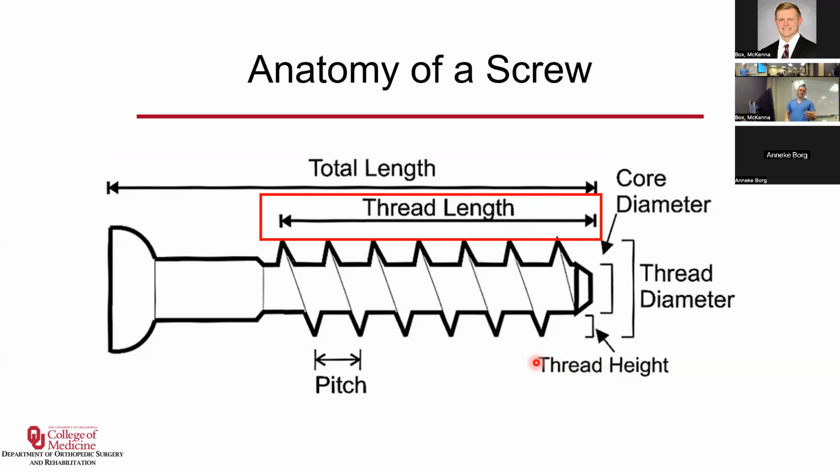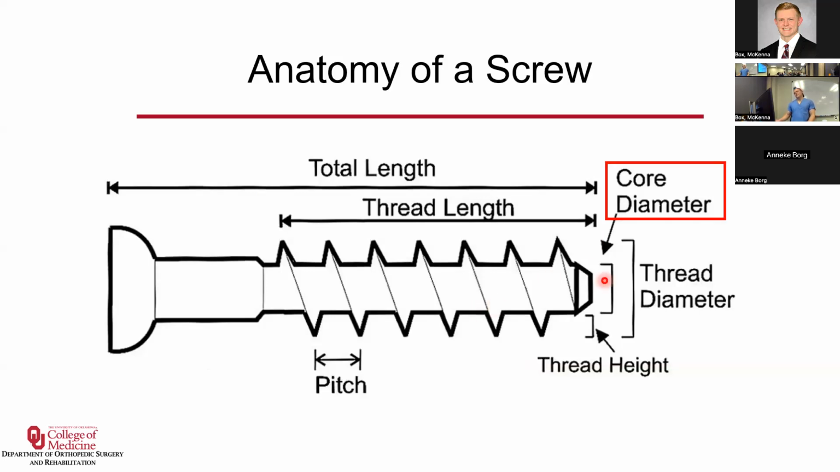But if it's a partially threaded screw, which would only have threads kind of like this, but the smooth part here, and then threads down here, that would be the thread length. The core diameter is the diameter of the screw that does not include the diameter with the threads. So this will be important whenever we're talking about lag screws later on. The core diameter is what you want on the opposite cortex so that there's room for the threads to grab, versus the thread diameter, which is what you'd want to drill your other cortex that the screw basically just slides through.